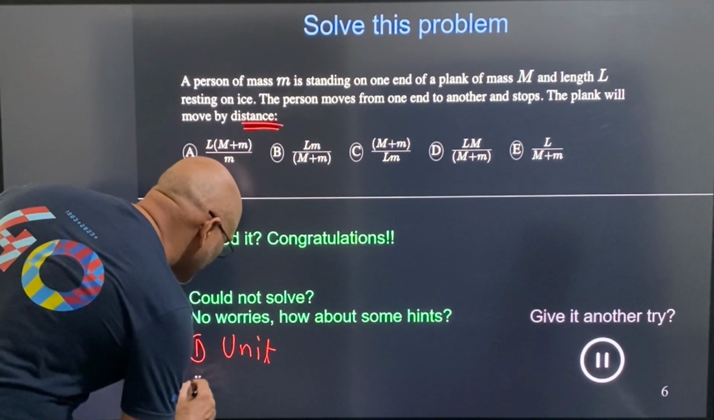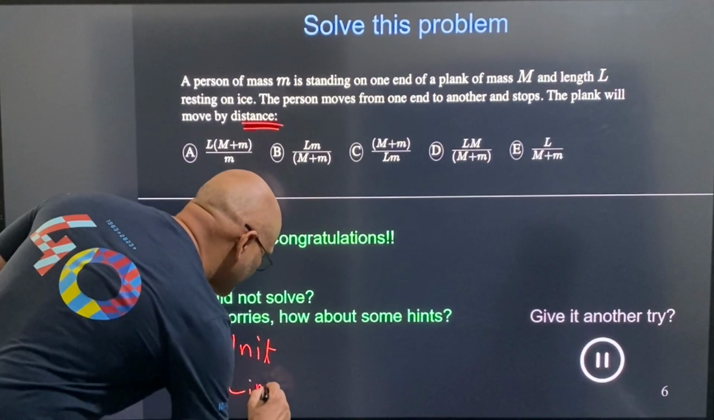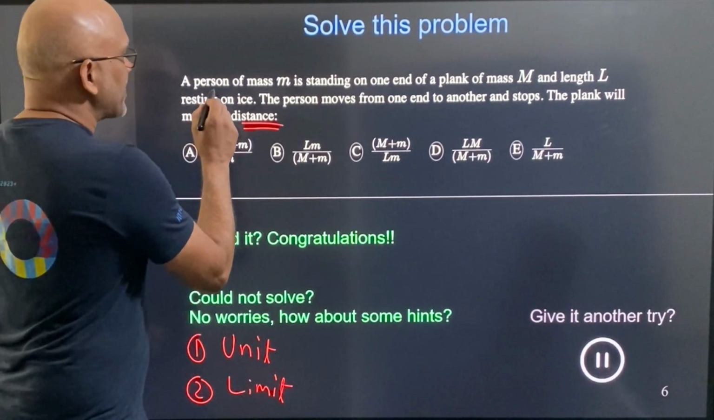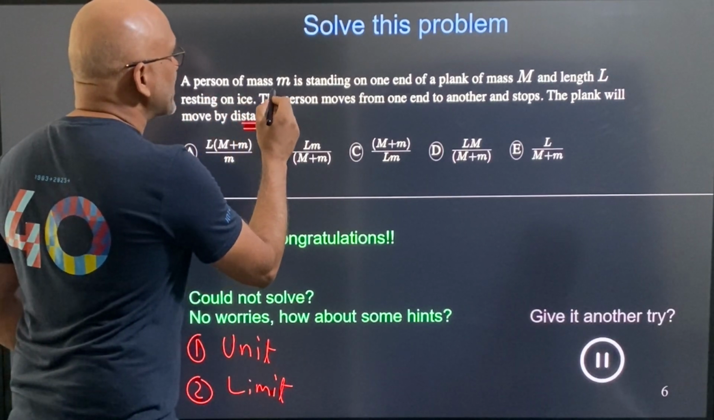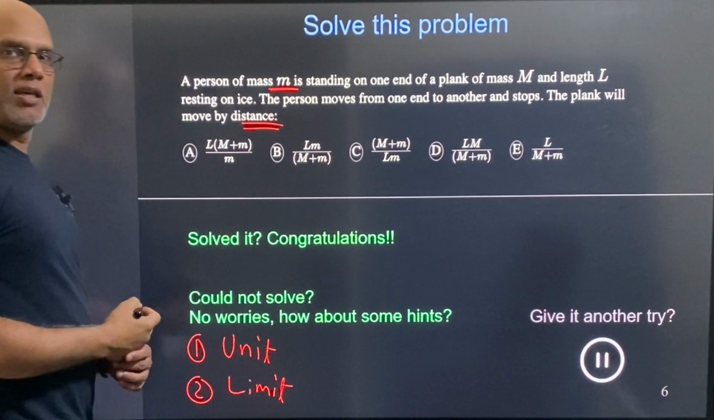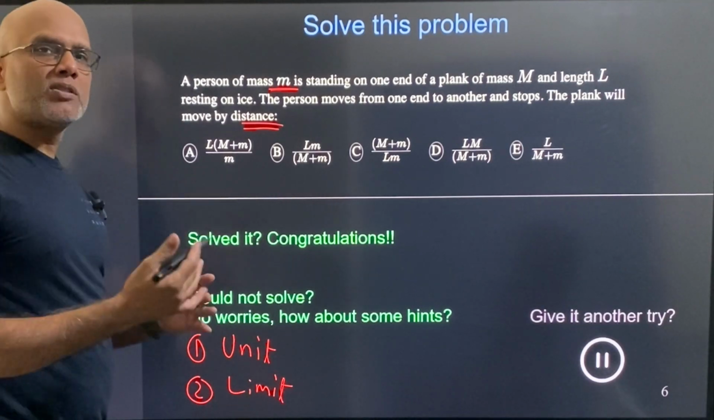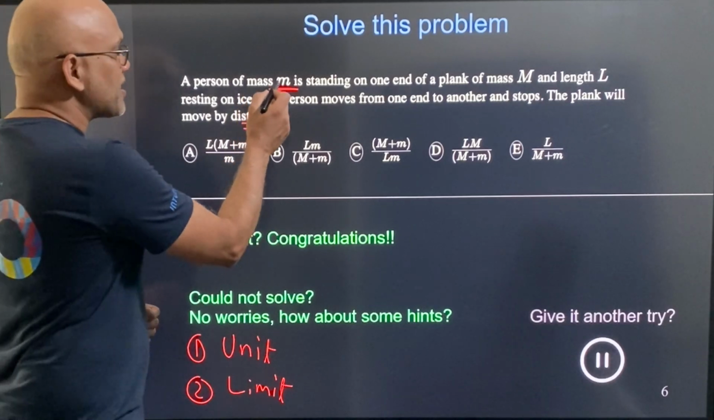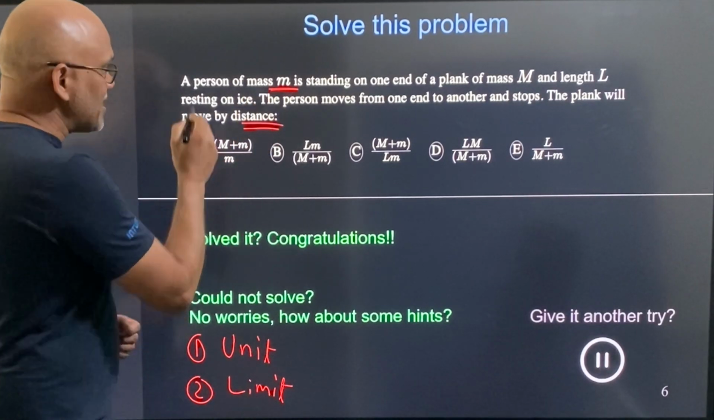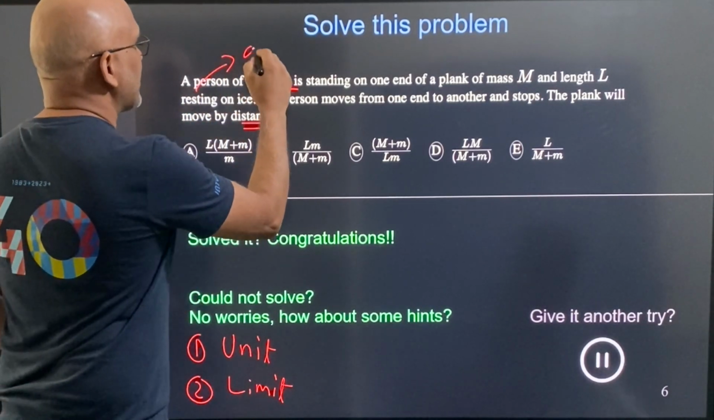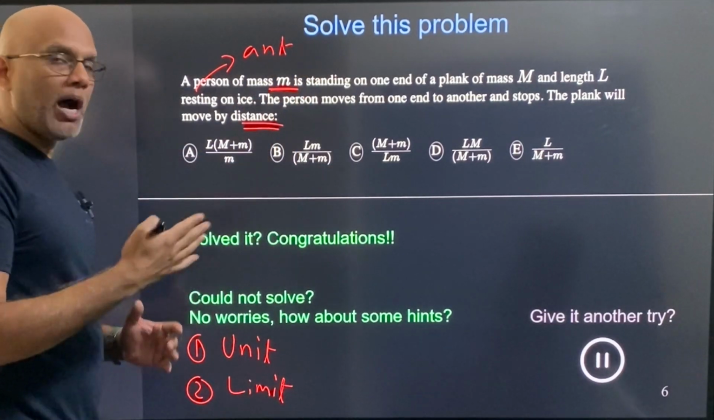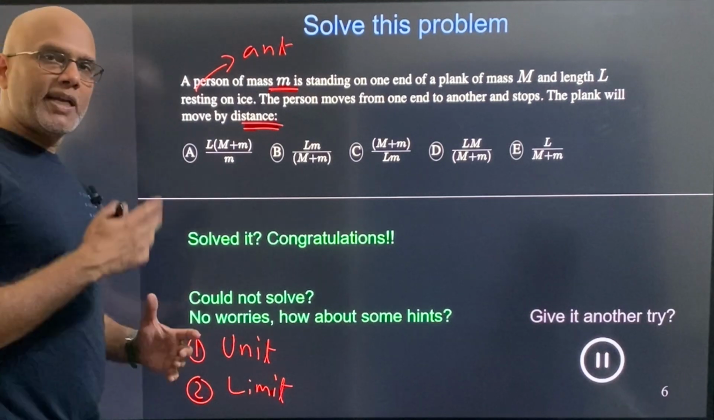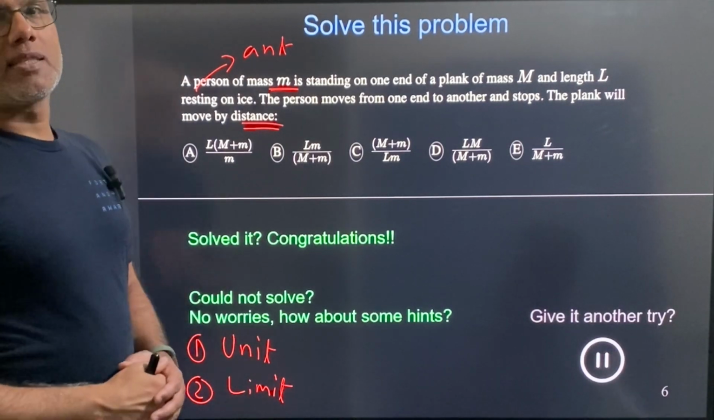The second hint is think about limits, meaning here the problem says a person of mass m, but what is relevant here is the mass, not whether it's a person or animal or an ant. It doesn't matter. What matters is the mass. So what if instead of a person it is an ant? What will happen? How much will the plank move? So these are the two hints I will give you. So give it another try. I'll see you again in 10 minutes.